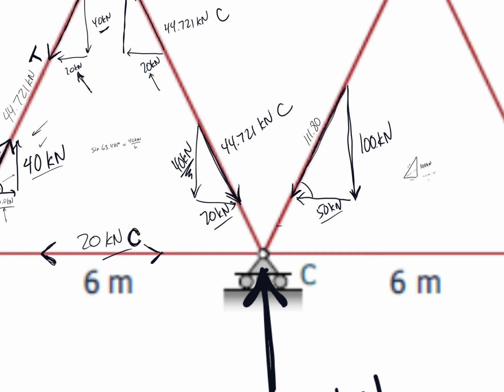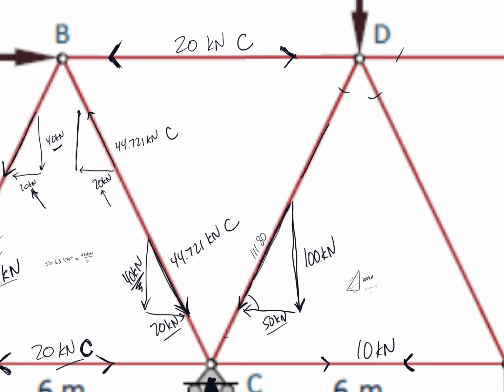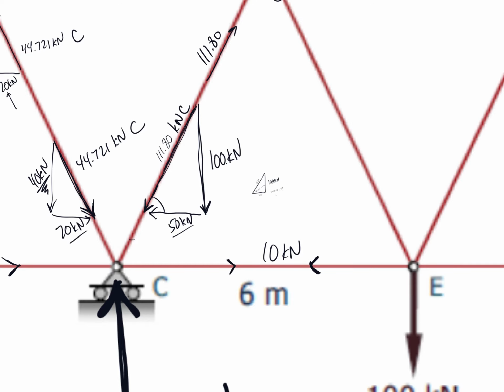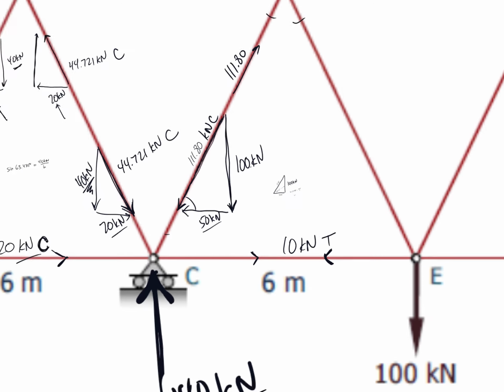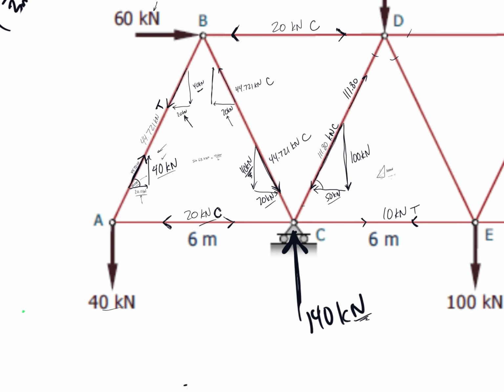Okay, so we need 10 more to the right. So it's going to be 10 kilonewtons to the right. Okay, so it's going to look like that. This one is pushing on both sides at 111.80, so because it is pushing, this is compressive, kilonewtons of compression. This is 10 kilonewtons, and it is tensile. We haven't had a lot that was in tension on this thing, have we?